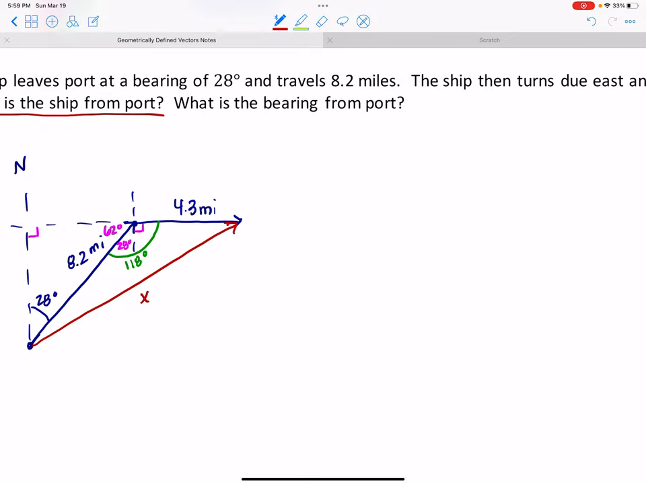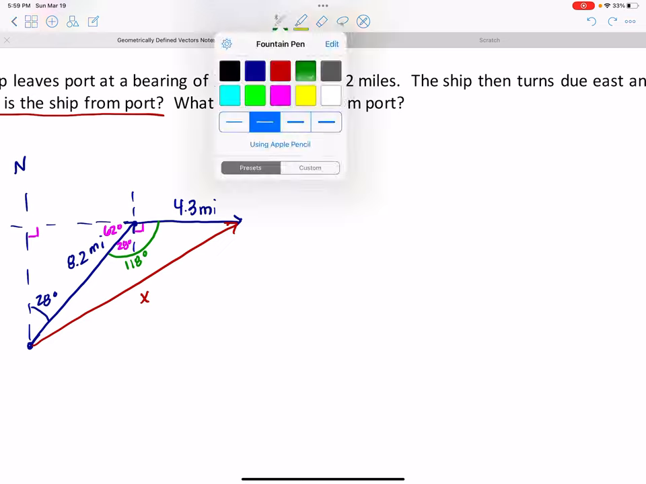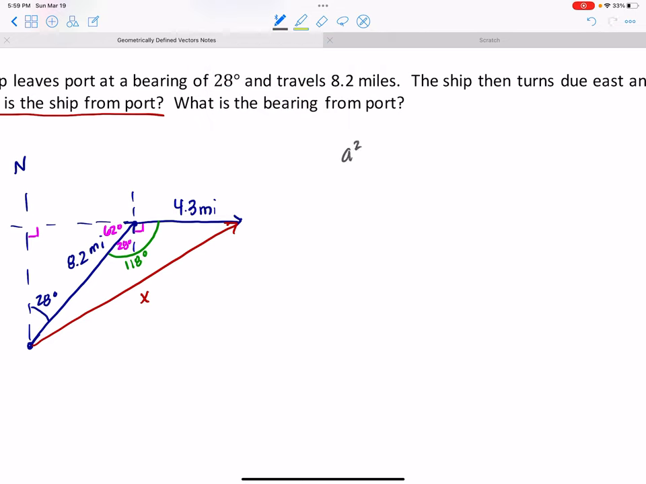Again, it doesn't really matter which version of the formula you use. I just tend to pick the first version. So a squared equals b squared plus c squared minus 2bc cosine of a. So a and cosine of a, that's going to be this 118 degrees and x in this case. And then the 4.3 and 8.2 will be my b and c.